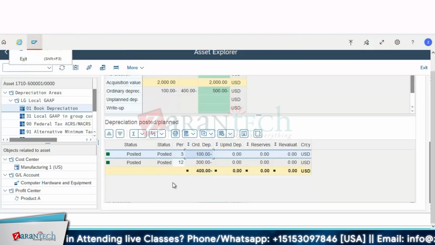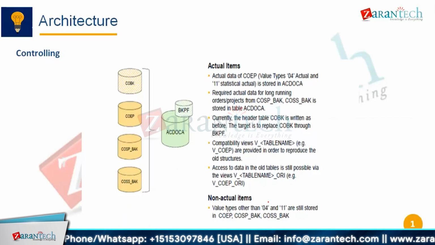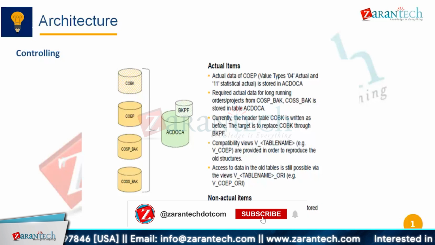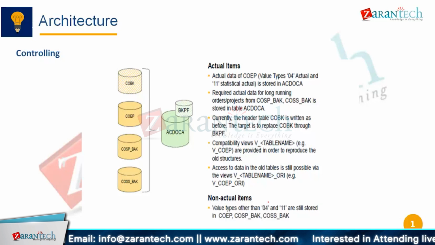Now let's move to the next slide. Actual items. Actual data of COEP, values type 0 for actual and 11 for statistical actual, is stored in ACDOCA now. Required actual data for long running orders and projects from COSP could be BAK.